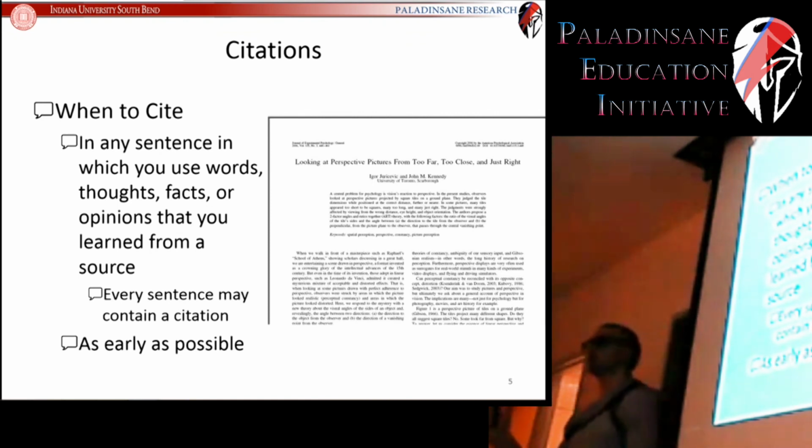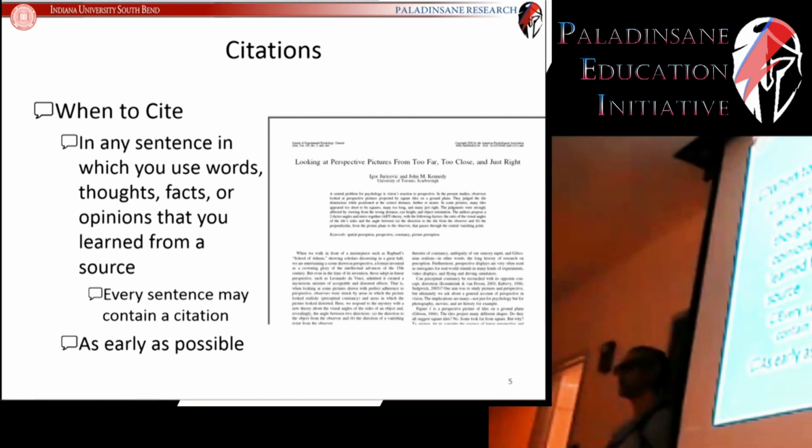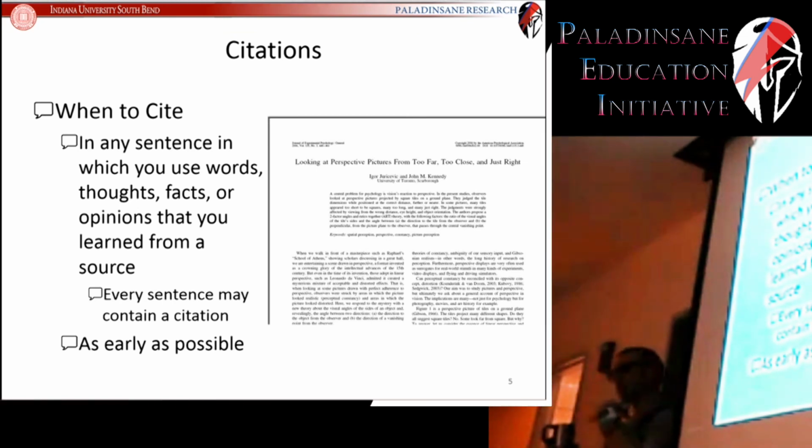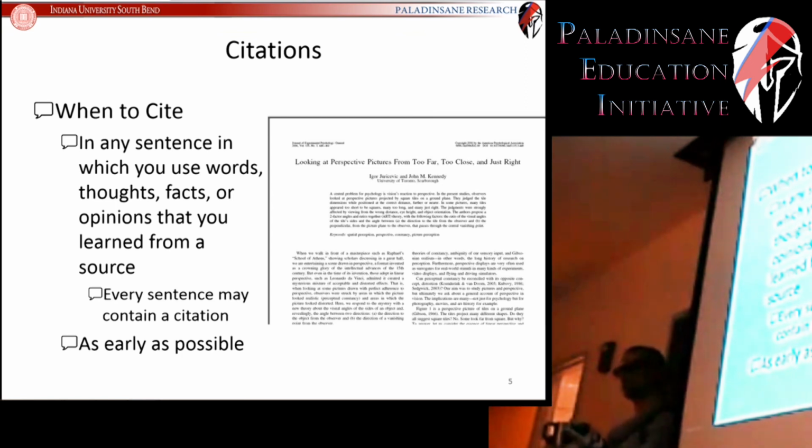So as soon as you use that fact, try to put the citation there. And unless it's really getting jumbled up because of that, for the ease of the reader, you might want to save it to the end. But basically, as soon as you introduce an idea, that's when the citation should occur.